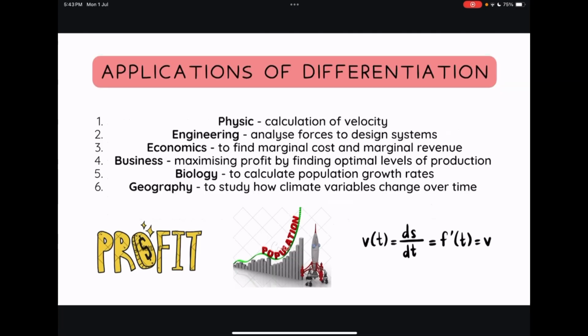These are some real-world applications of differentiation. For example, in business, differentiation is used to maximize profit by finding optimal levels of production. And in geography, it is used to study how climate variables change over time.